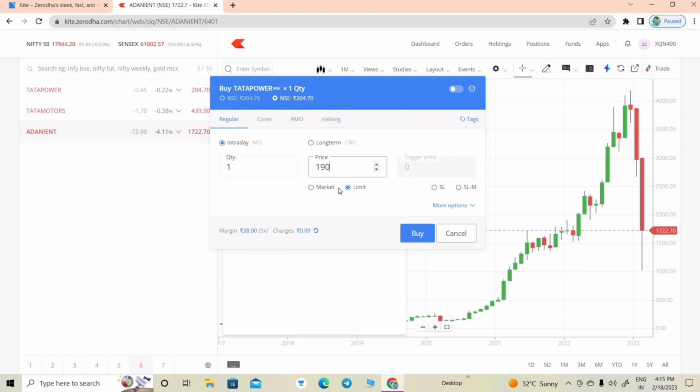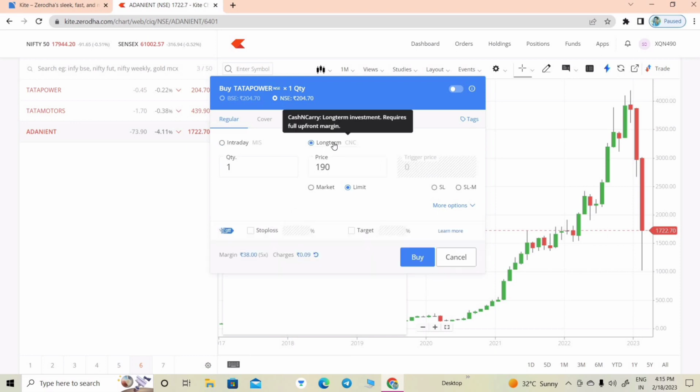In this case we can limit the order to our requirement, that is, based on the price we can limit our order. This market and limit order is available in both the intraday and long time options. We can limit our value to 190, so when the share price reaches the value of 190, the corresponding order is executed and we get those shares. That is all about the regular order.